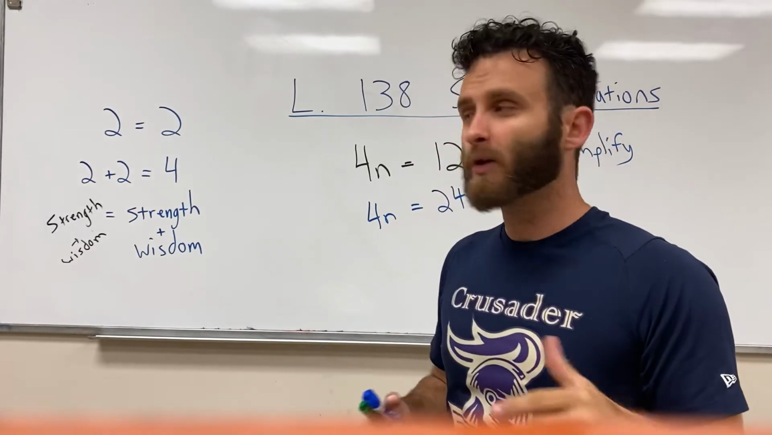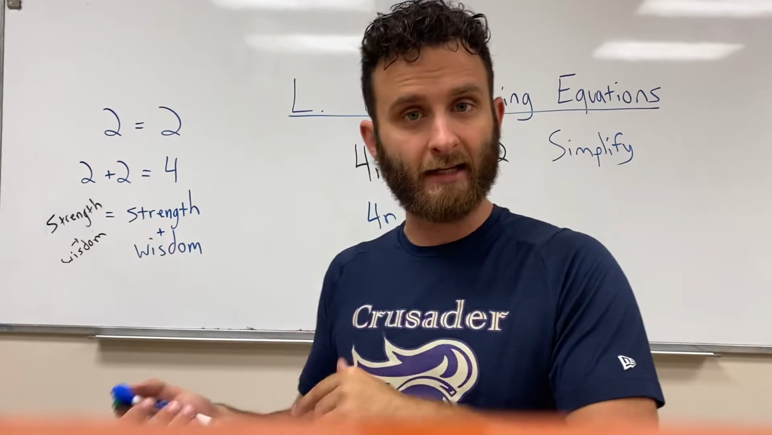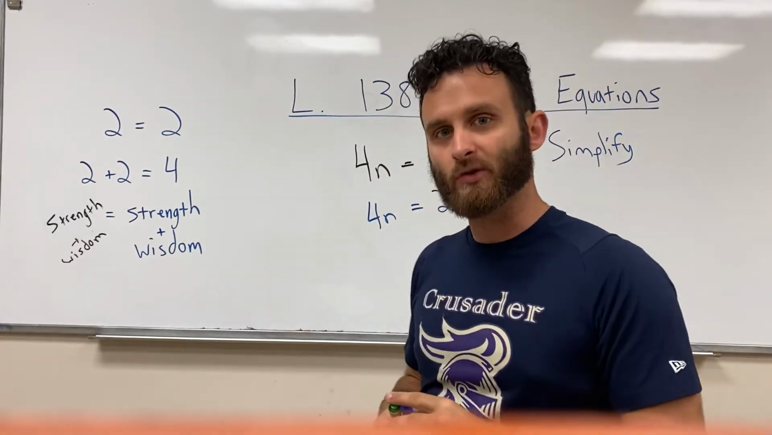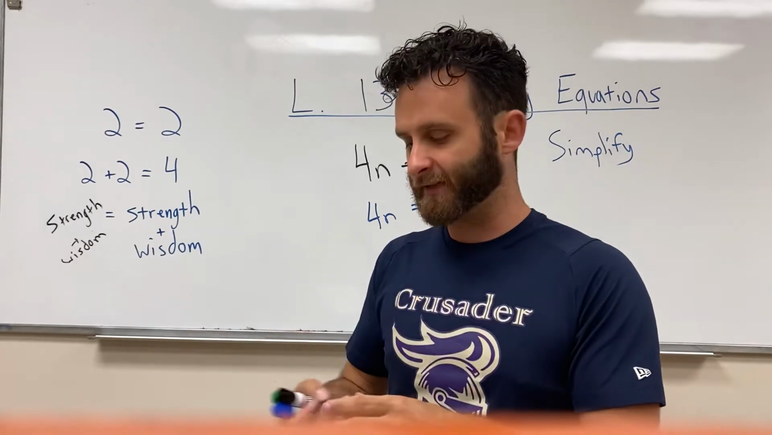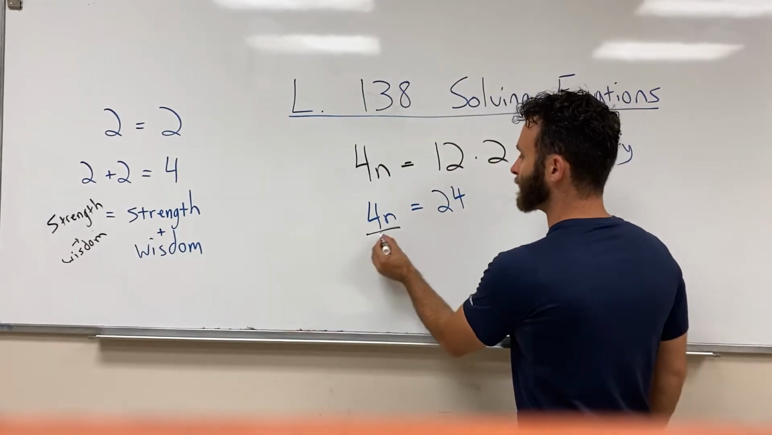The next thing we need to do is get rid of the numbers that are along with n. Well, this is a multiplication problem. 4 times n, any number next to a letter is multiplication. So what should we do to that side? Well, the opposite of multiplication is division. So we should divide by 4.